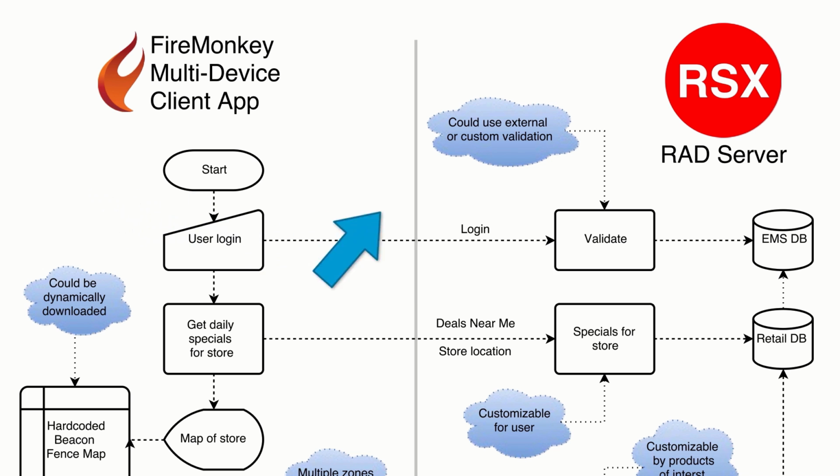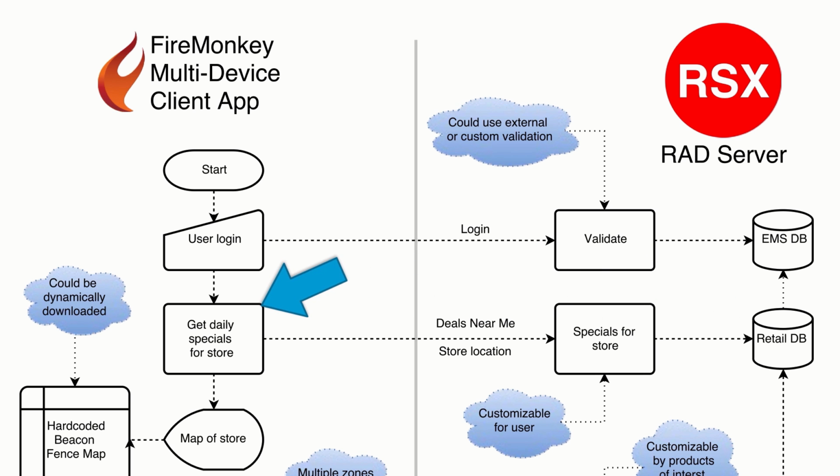So when the customer fires up the application, the first thing they're going to do is log on. And this is going to validate their credentials against the EMS database. Now, you could use an external validation system, whatever system you have in place that you want to validate your customers against, or you could just assign your customers a unique ID, and then the customer never has to mess with the username and password. It just validates them automatically when they connect. So there's lots of options available to you for how you want to validate your customers.